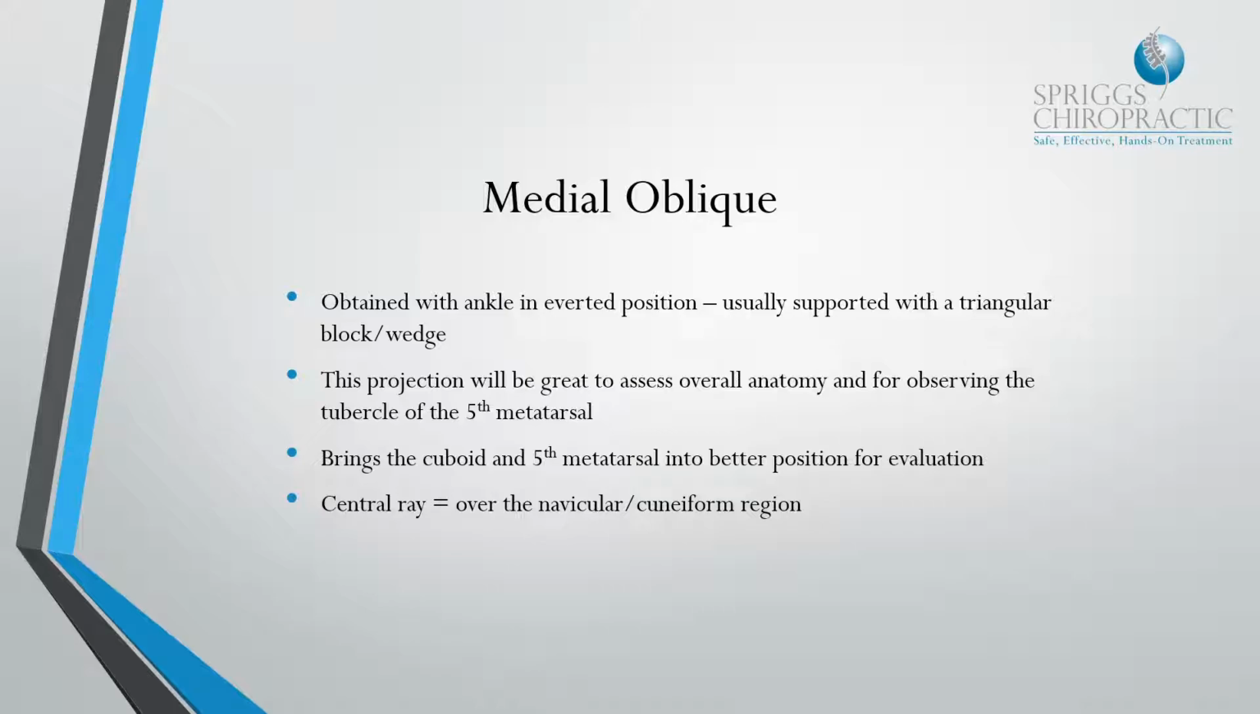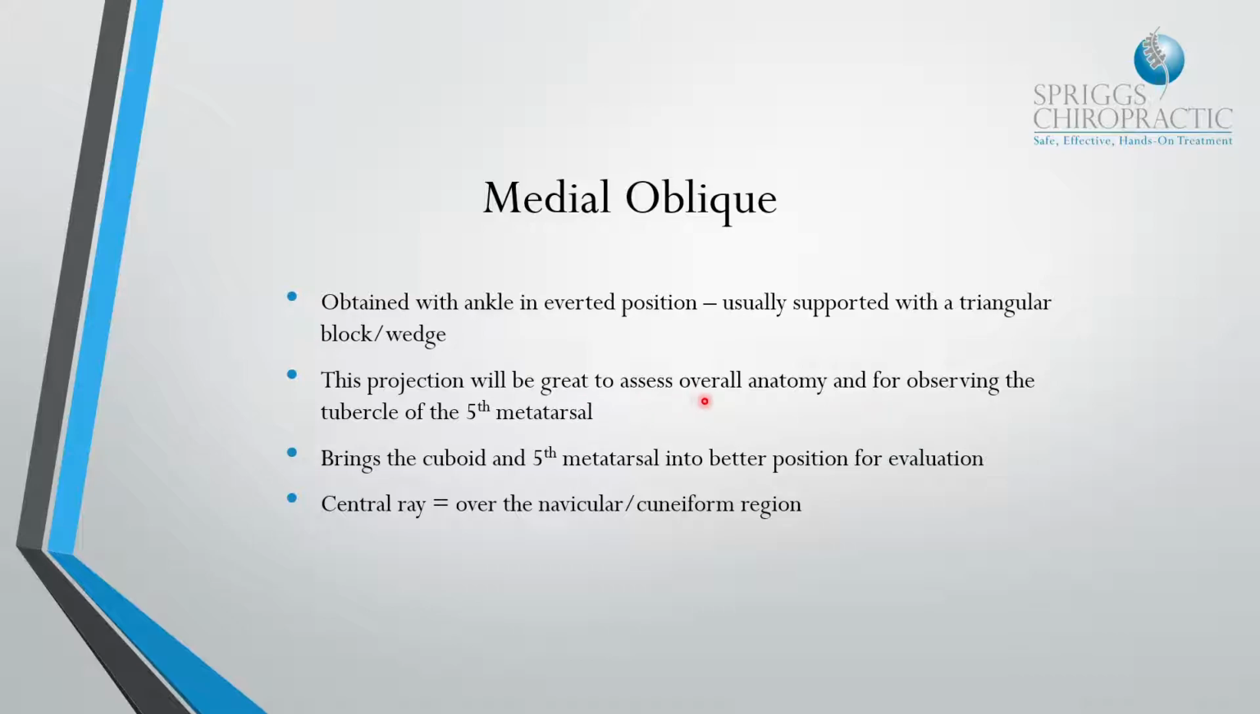So getting into it now, we've already made a mistake in what I'm talking about, so you know that we're on the ball. So the medial oblique projection. This is obtained with the ankle in an everted position, usually supported by a triangular block or wedge of foam to help support the patient's ankle in this position. It's not the easiest position for some people to get into, especially when they've had a trauma and they've got lots of swelling around the ankle, so it's not always the easiest projection to do.